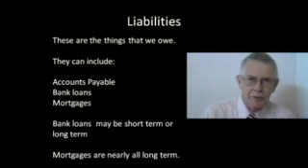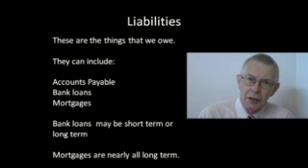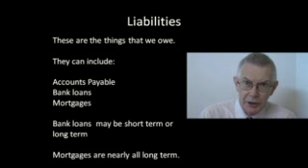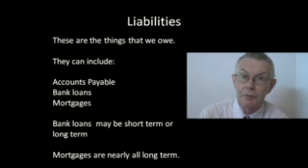On the other side we have the liabilities, so let's look at those. Liabilities are things that we owe. That might be money that we owe to suppliers who we've yet to pay. It could be money that we owe to the bank if we've taken out a loan, or it could be money owed on a mortgage which we've taken out to help purchase a property.